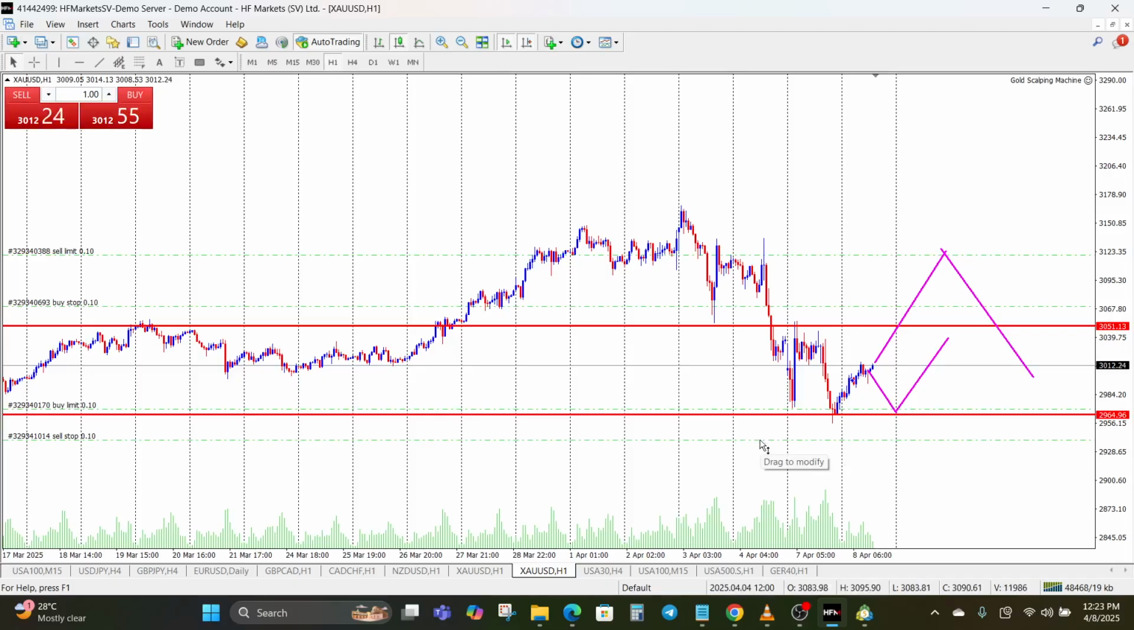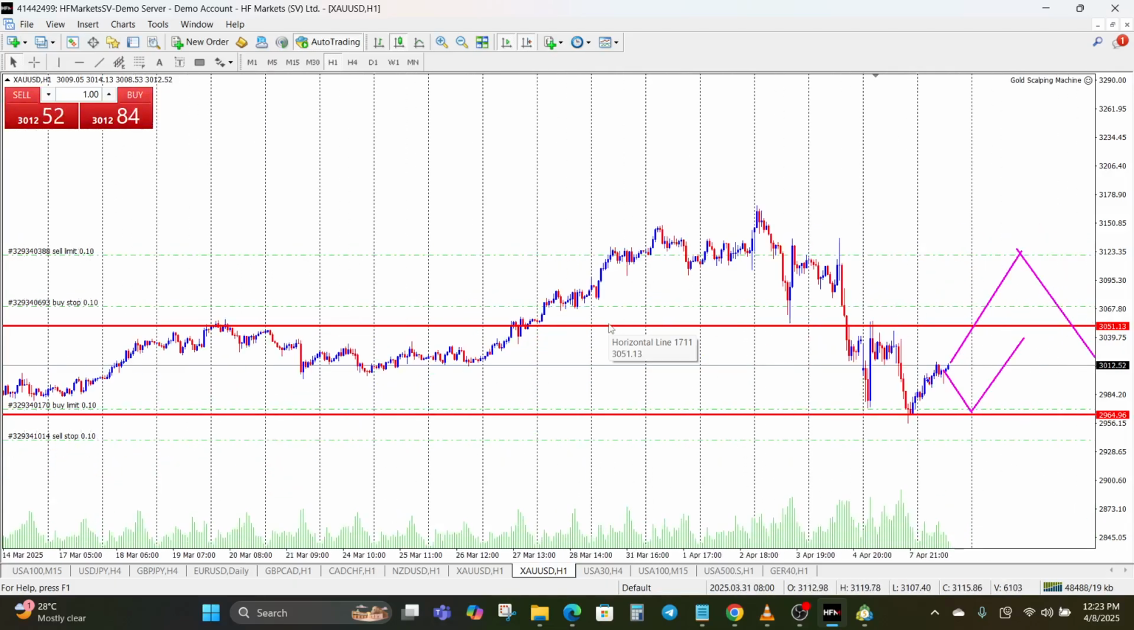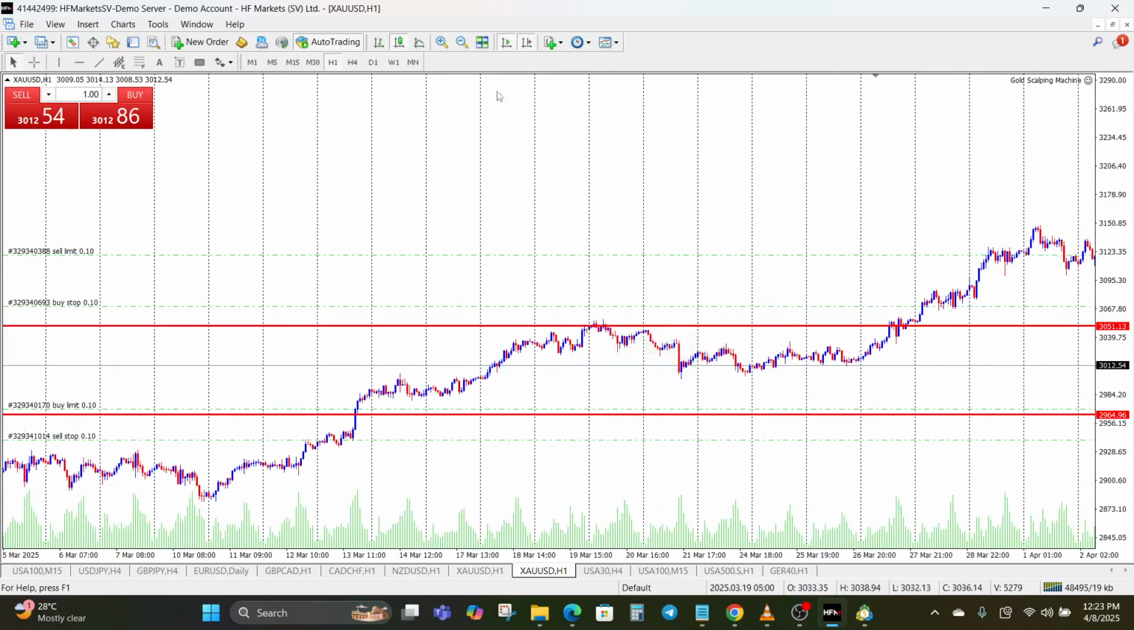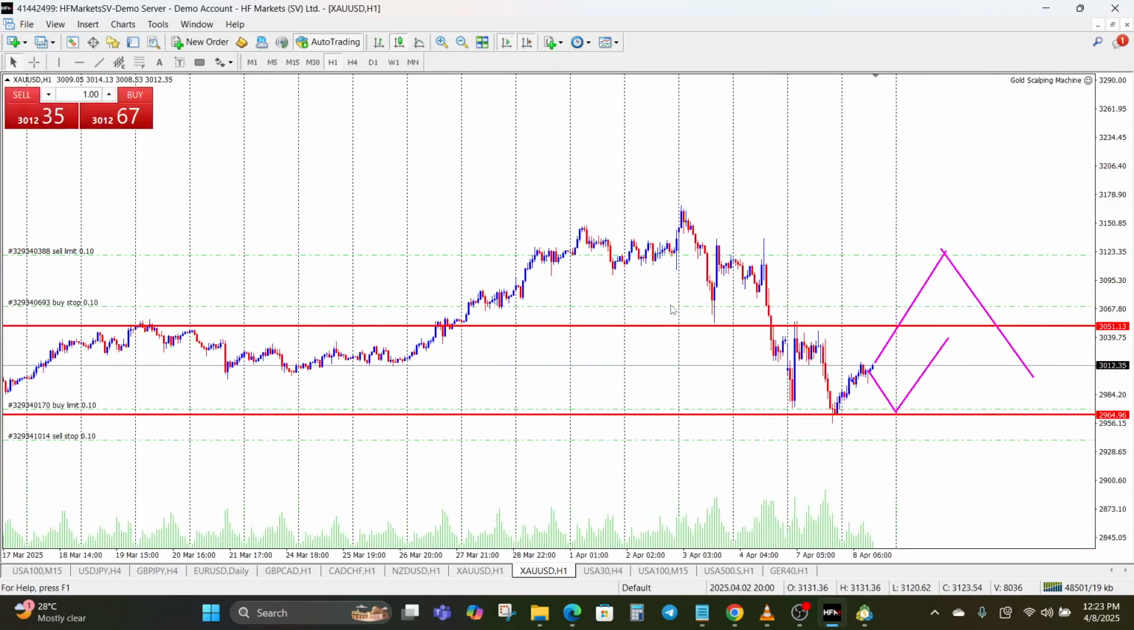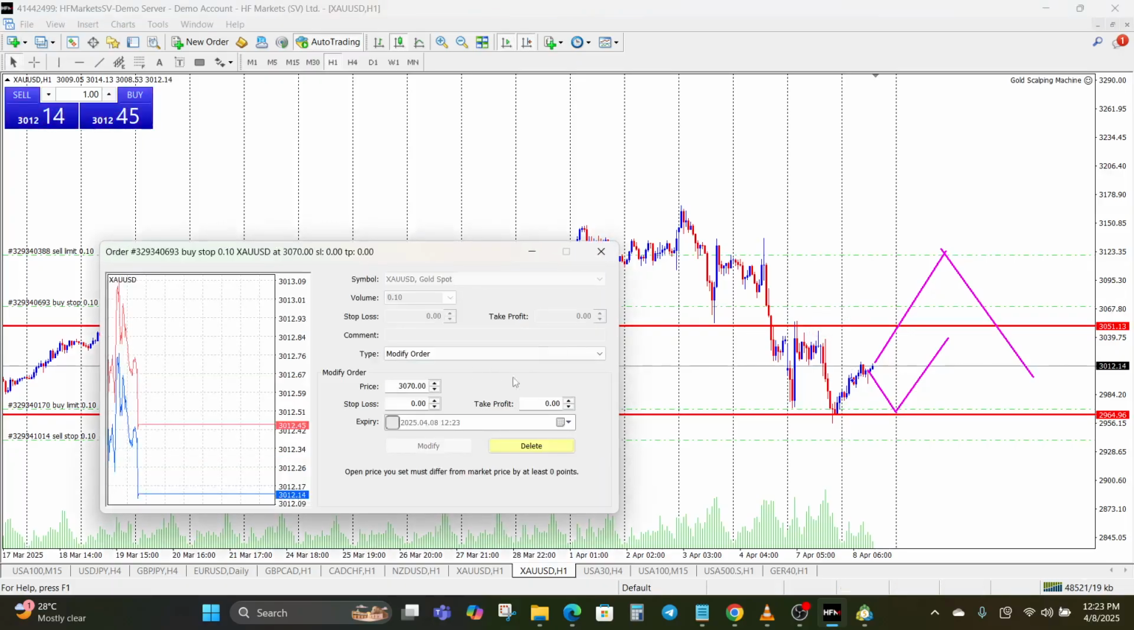Okay, so now let us walk through. Is there any other thing that I'm missing out? All right, you can also set an expiration time. Let's walk through setting a few modifications.